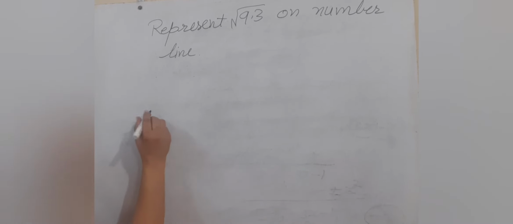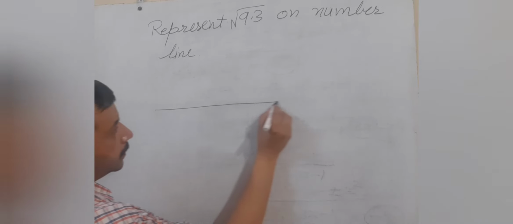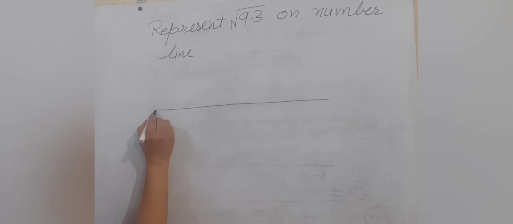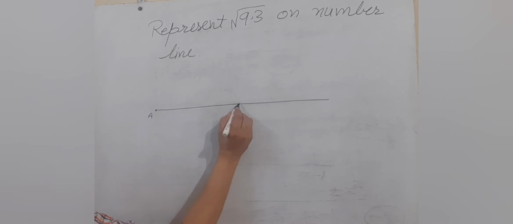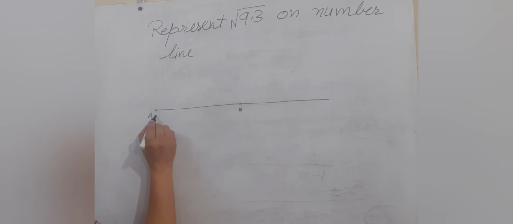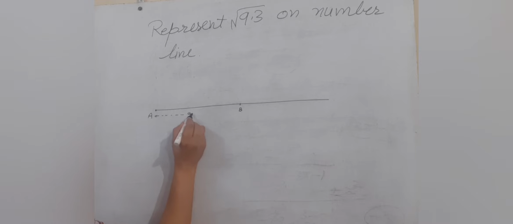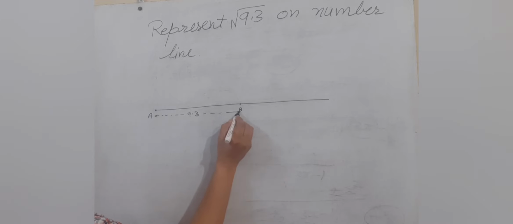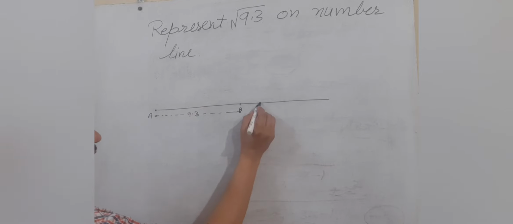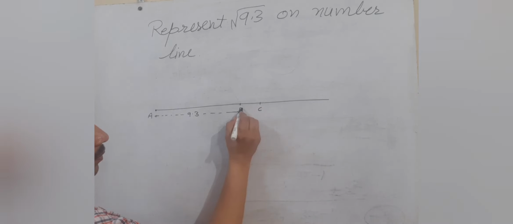Draw a line, take AB equal to 9.3 centimeter. You can take 9.3 units or centimeters. Then BC is equal to 1 centimeter, or BC is 1 unit.